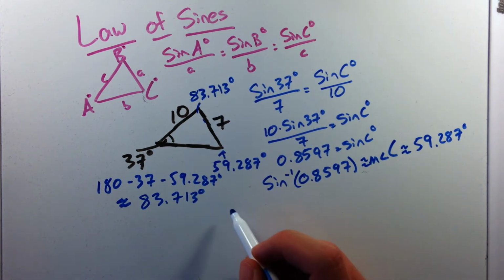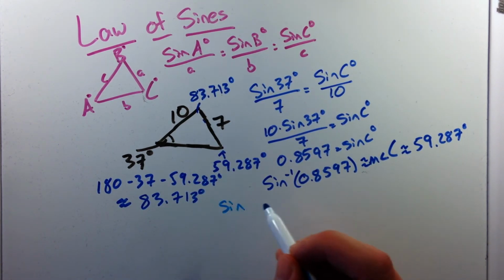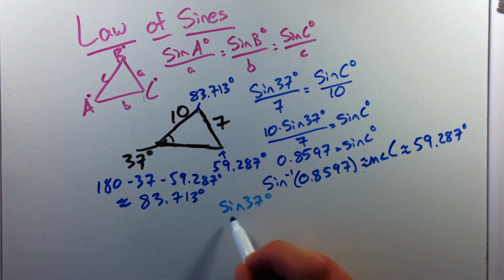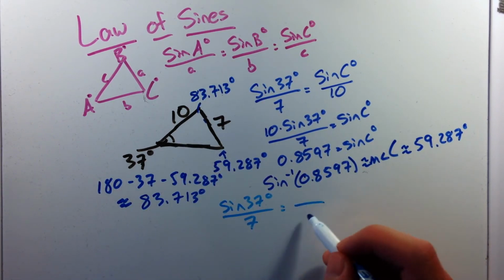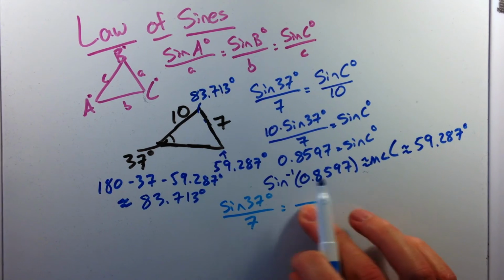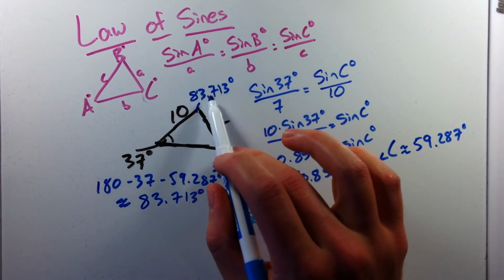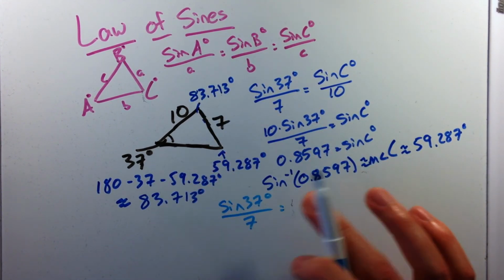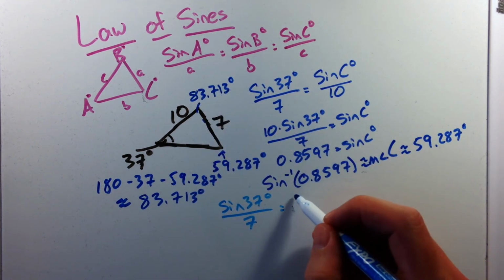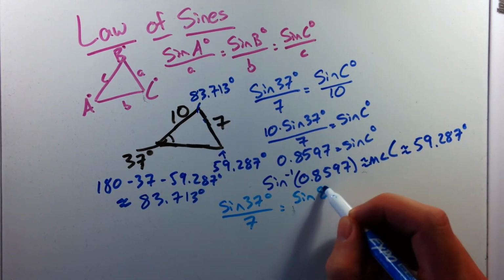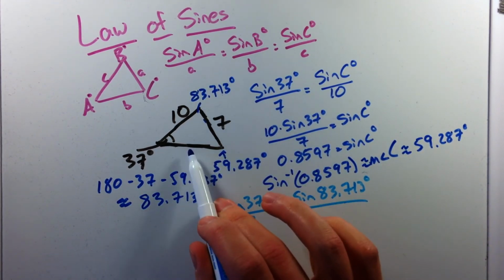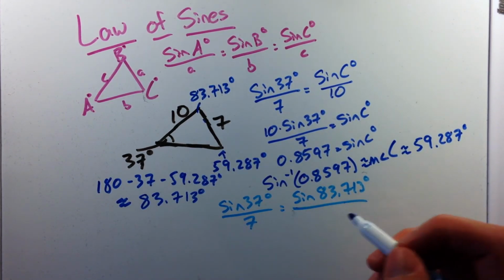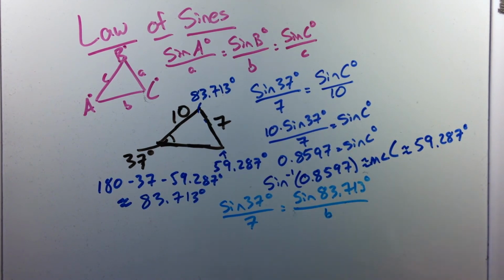So again, I'm going to set up my problem here: the sine of 37 degrees over 7 is equal to the sine of 83.713, that's the degree measure we found, over, we want to find the opposite side length. So we can call that just little b. Okay, now we want to get little b by itself.